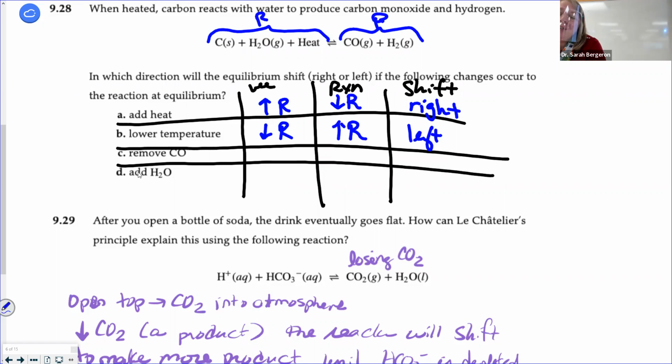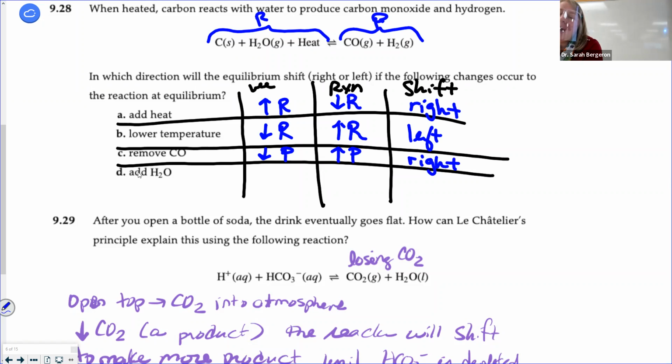Okay, remove CO. CO is a product and it's going to go up or down? It's going to go down. So the reaction is going to do the opposite. We're going to increase product. How do we increase product? By shifting to the right.